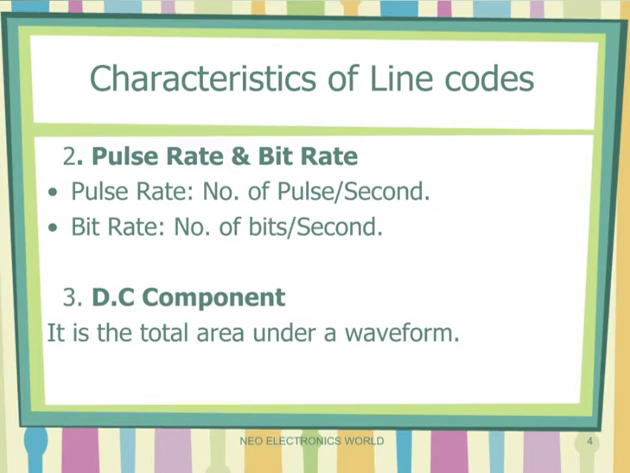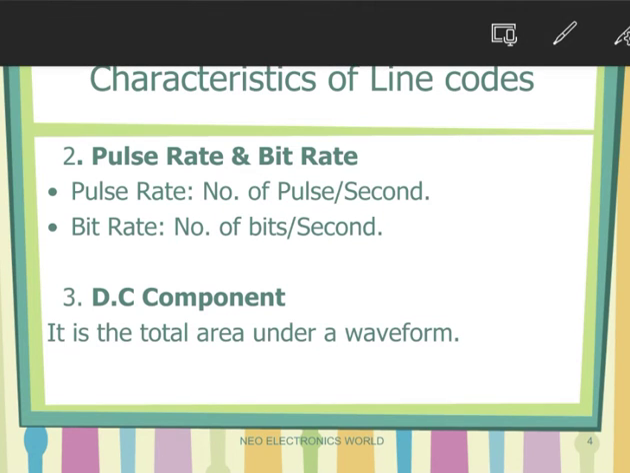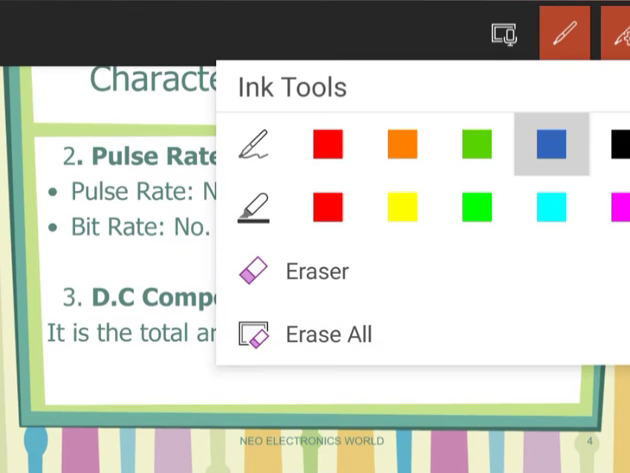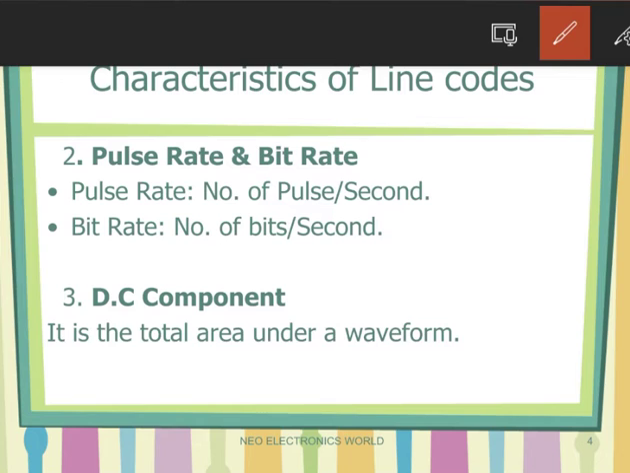That is one of the characteristics of line codes. Many other characteristics are also there. The next one is pulse rate and bit rate. What are pulse rate and bit rate? Pulse rate means the number of pulses per second, and bit rate means the number of bits per second. That is, the number of pulses that we are passing in a second. I'll do it with an example, taking the black color.